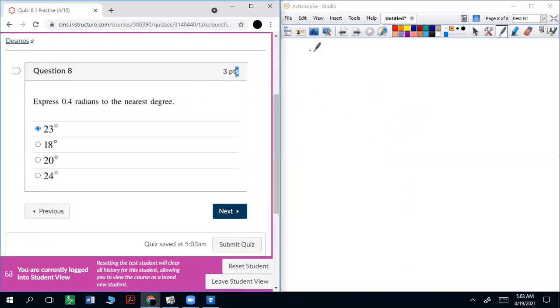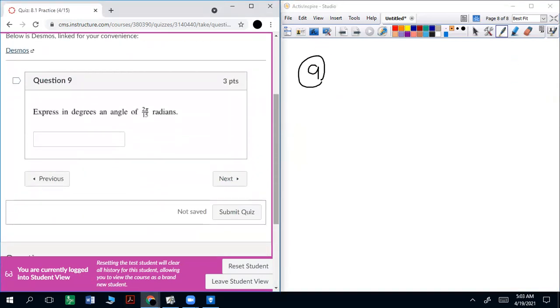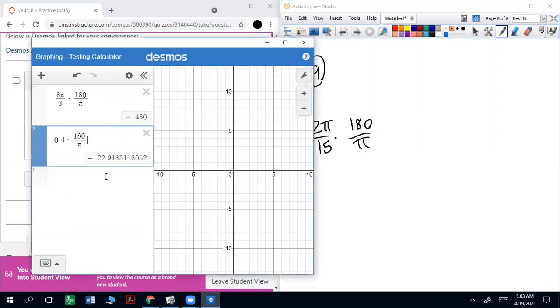All right, number 9. Express in degrees an angle of 2 pi over 15. So 2 pi over 15 times 180 over pi. That's 24 degrees.